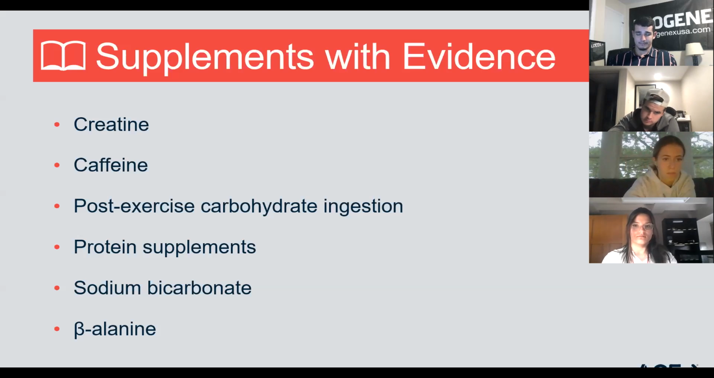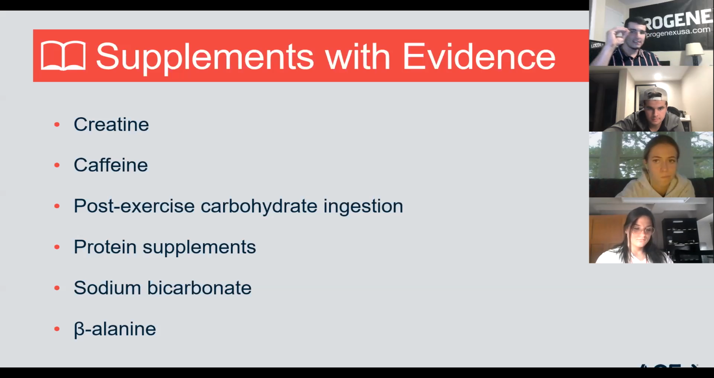Sodium bicarbonate and beta-alanine. Those are on the list. I don't know a whole bunch about those, other than beta-alanine is that thing in pre-workout that makes your face tingle. It's a vasodilator, so it opens up your blood vessels and helps blood flow a little bit more. But I haven't read too many studies on that.